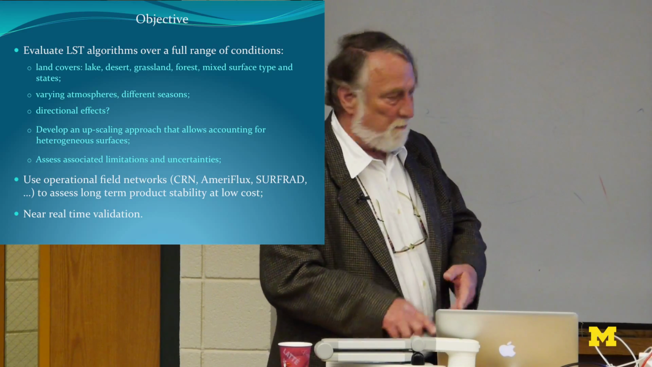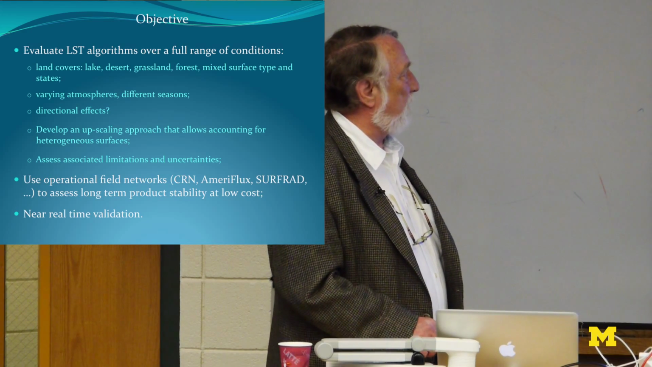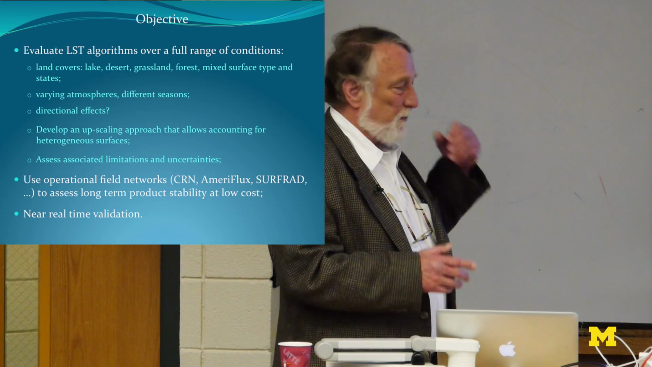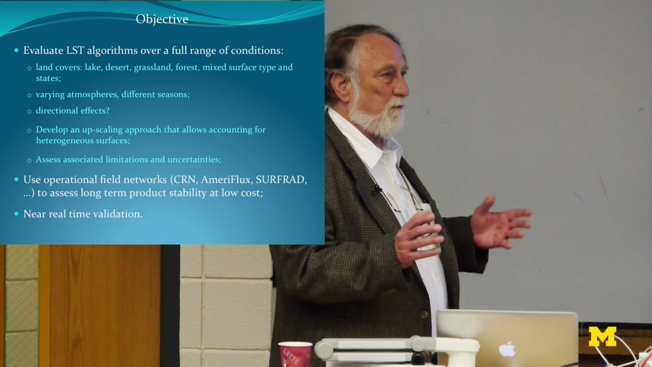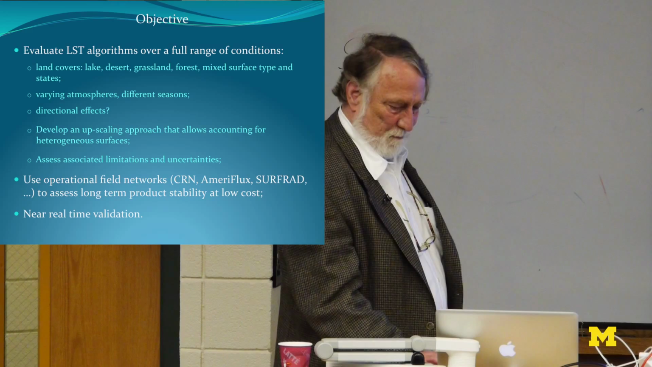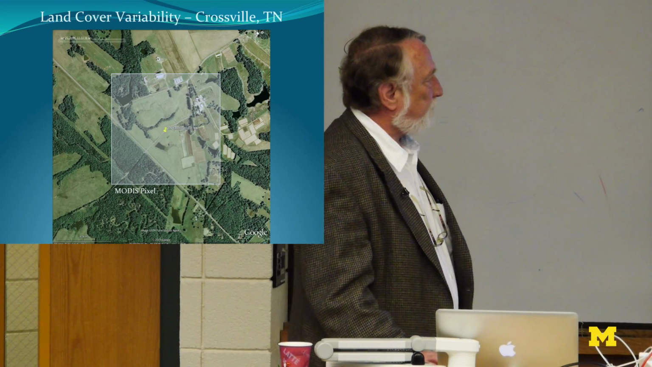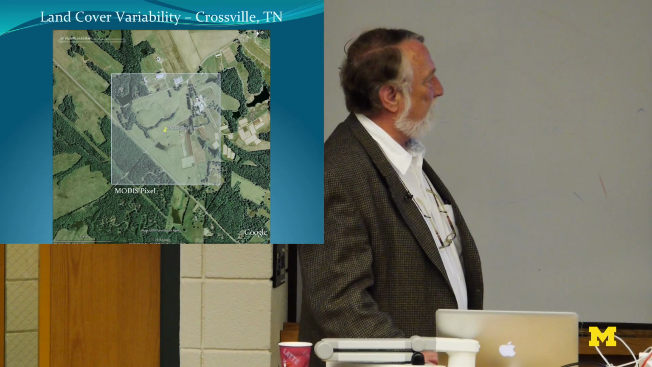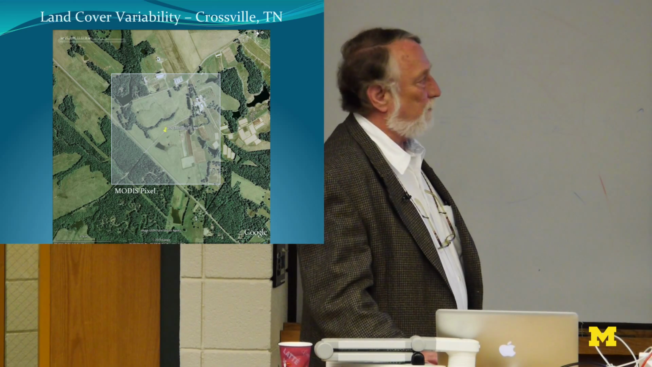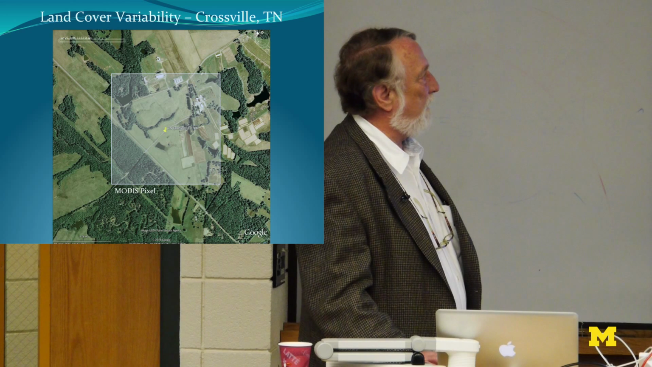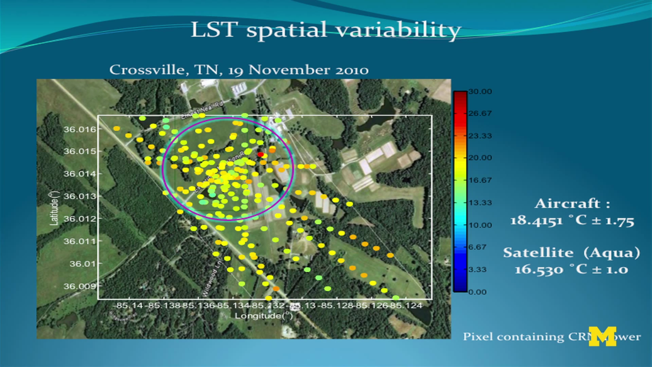So this was the objective, to look at land cover over lake, grassland. We were successful on a couple of land surface land covers, but not all of them. So this is Crossville, Tennessee, and superimposed on that in that shaded area is the MODIS pixel. That's the integrated value for the satellite itself.